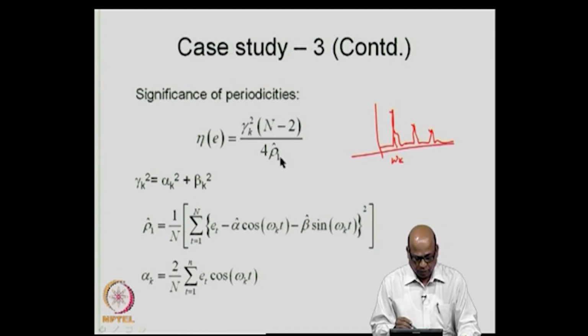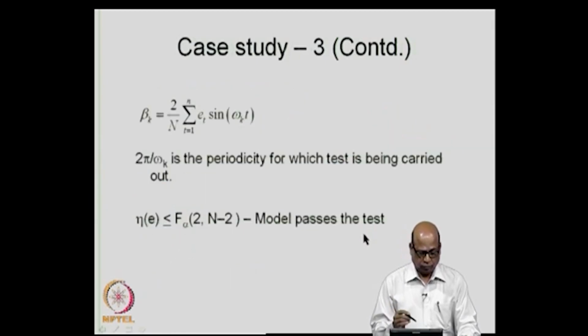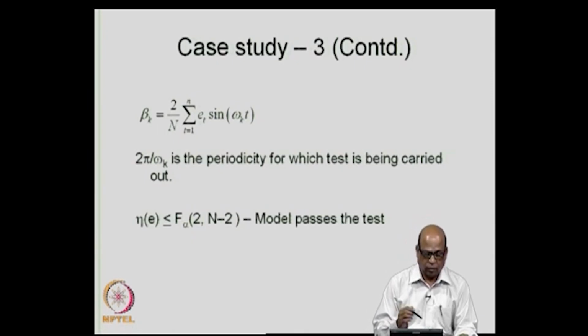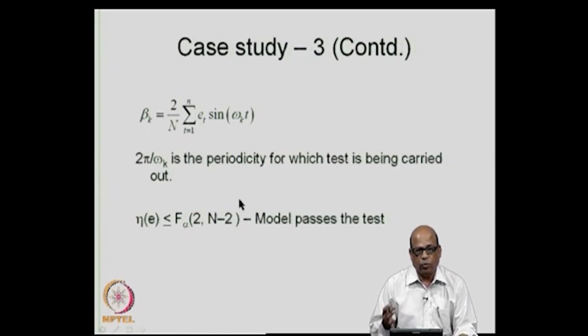Once you know gamma k square and rho 1 cap is estimated like this, you can get eta because you know n. So, eta is obtained like this. 2 pi by omega k is the periodicity for which the test is being carried out. Let us say you are testing for 12 months, then you can obtain the associated omega k. This is typically obtained from your spectral analysis. Now, if this statistic value that you calculate is less than the F alpha 2, n minus 2, then it passes the test. 2 is the degrees of freedom and n is the number of data, in this case again 240. Alpha is the significance level, typically we use the 95% value.